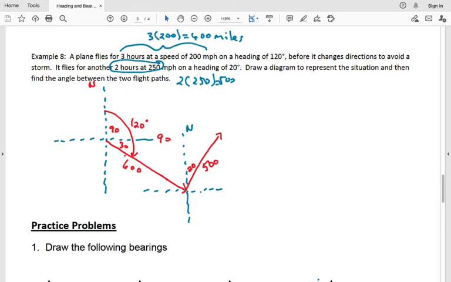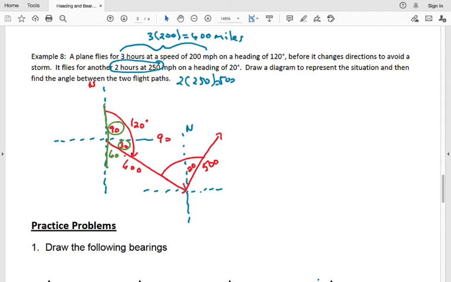And then this is asking me to draw a diagram, which we have to represent this situation, and then find the angle between the two flight paths. So we're looking for this angle right here. Well, if you'll notice, let me change pen colors. We've got this 90 and we've got this 30, and we've got this whole line right here. So this will be another 60 degrees right here to make that whole 180 degrees.